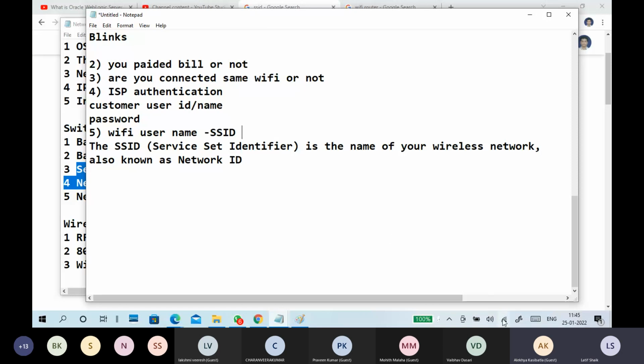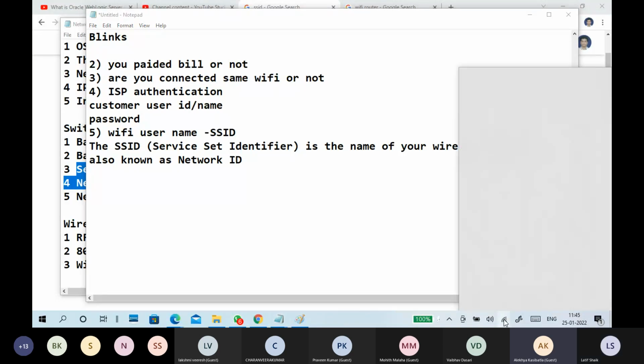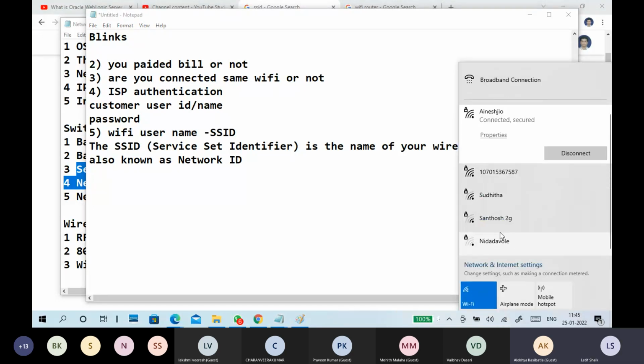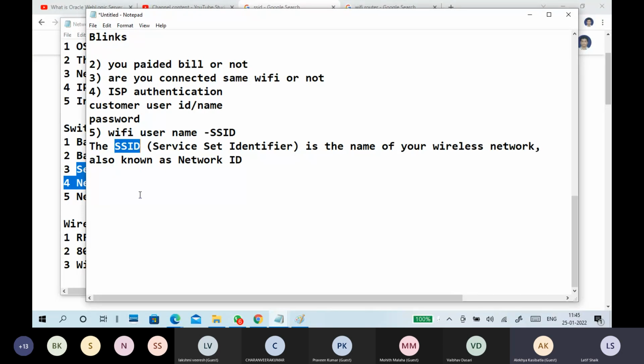So when you click on here, guys, if I am clicking on my Wi-Fi network, you can see the available networks. The names you can see are nothing but the SSIDs of different Wi-Fi networks. Okay, so what is SSID? Service set identifier. It is nothing but your Wi-Fi name or wireless network name. Okay, and a password must be there.